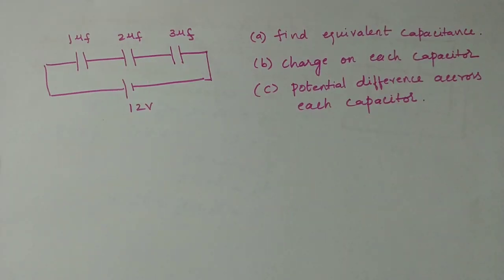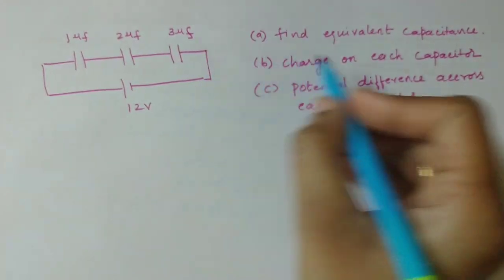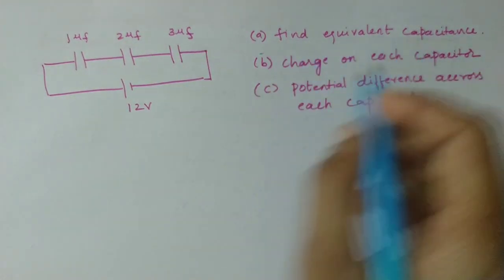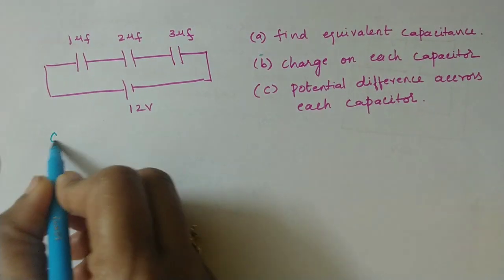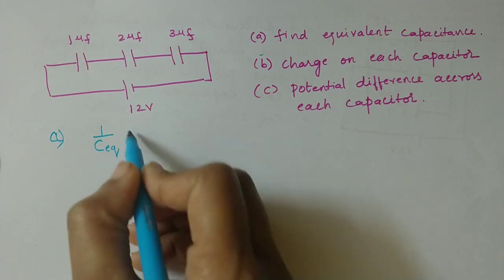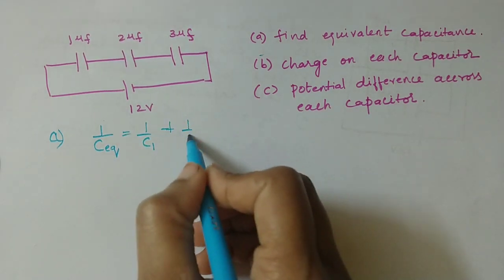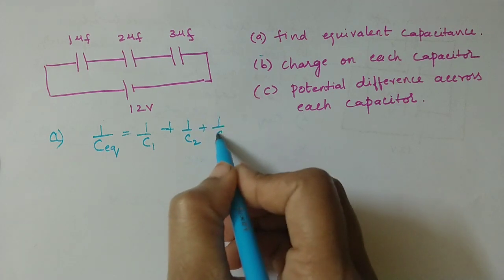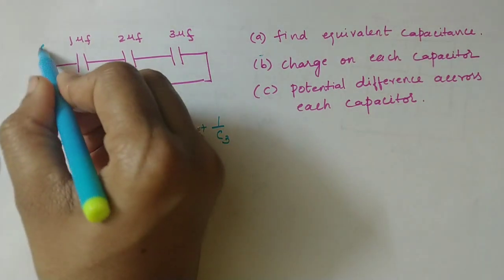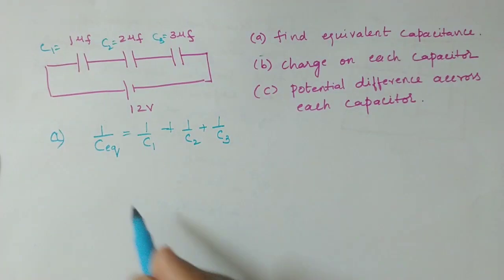In the previous question, I told you how to calculate the 3 bits for parallel combination. And now we are giving you 3 capacitors which are in series. Okay, so going stepwise, first calculate the equivalent capacitance. We know for the A bit, for series combination, 1 by C equivalent is 1 by C1 plus 1 by C2 plus 1 by C3. Name them as C1, C2 and C3.